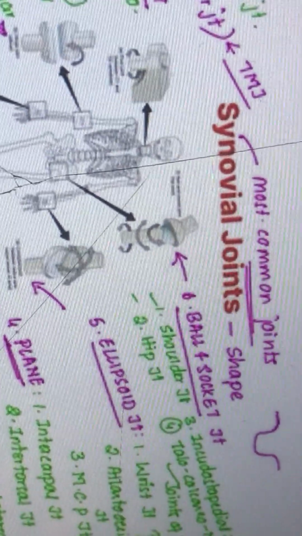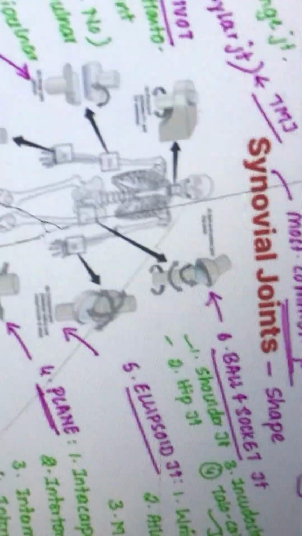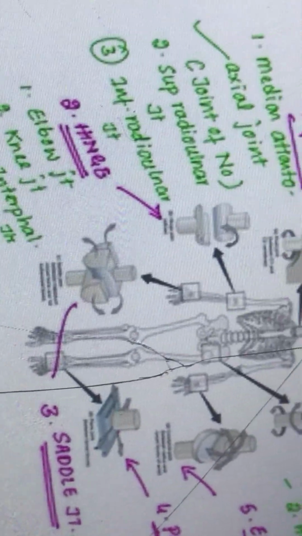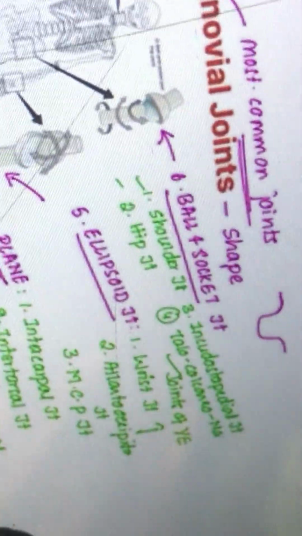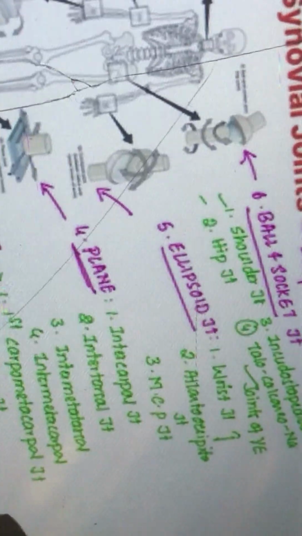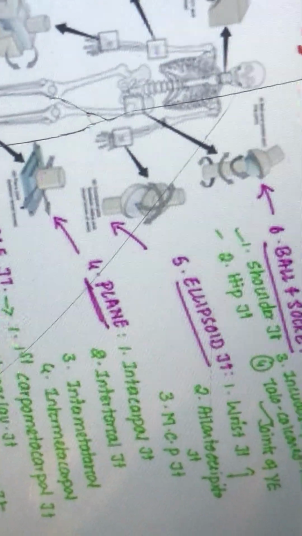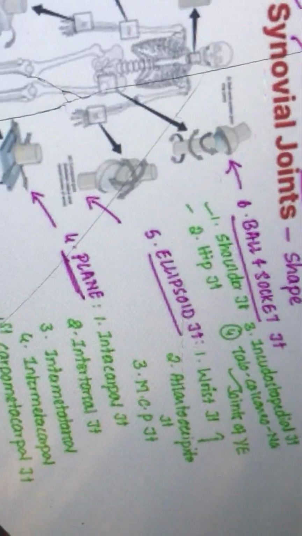The joint between the incus and the malleus is actually an example for saddle joint. So that also you can remember, the incudo-malleolar joint. So incudo-malleolar joint is an example for saddle type of joint. Right? So this is regarding the detailed classification of joints.